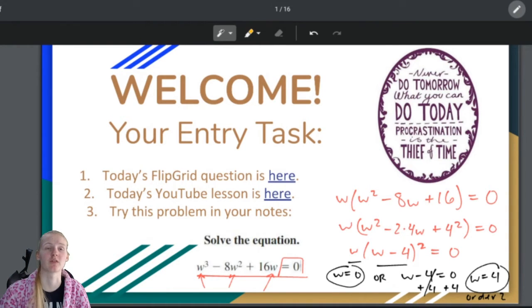Wonderful. So we factored it completely, and then we set each piece equal to 0 because of our zero product property. Nice review from yesterday.